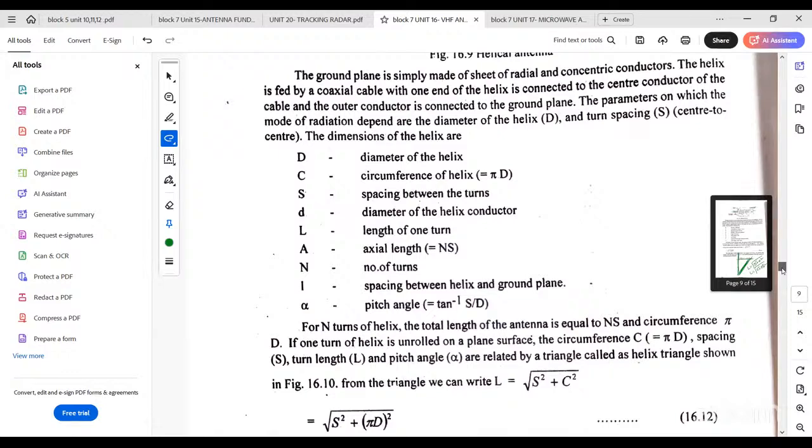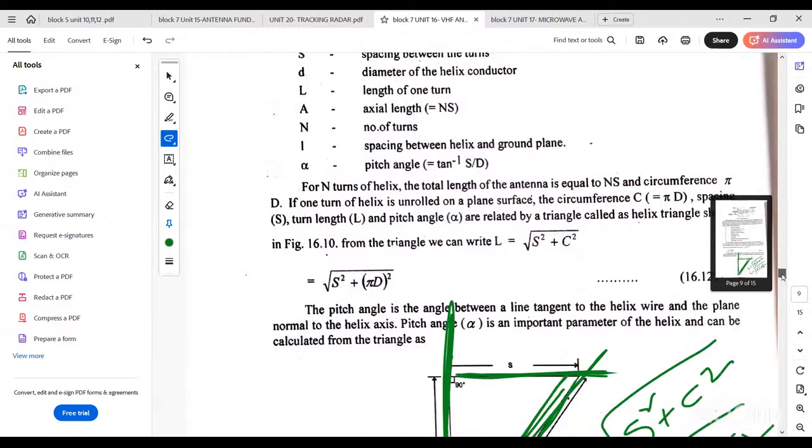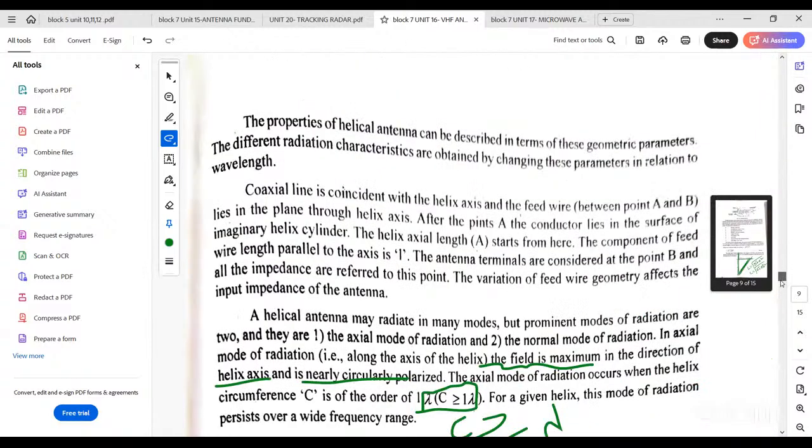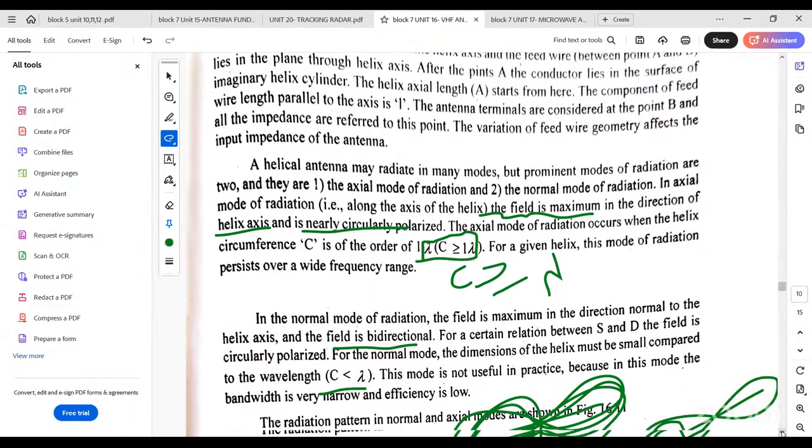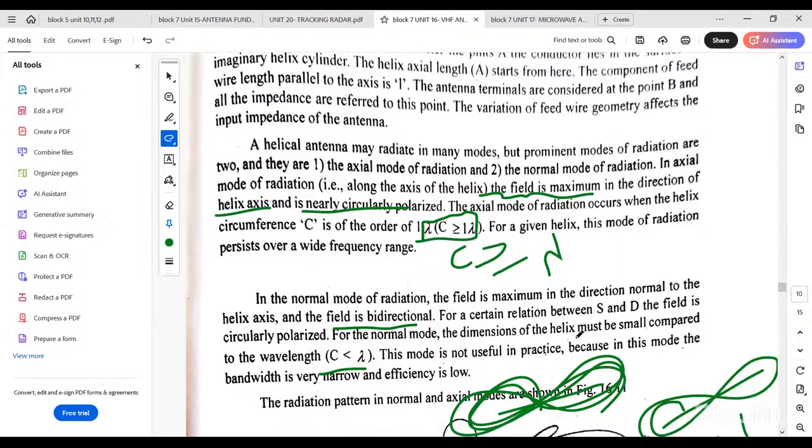For the single turn, using circumference, I am calculating the length. Length calculation is under root of s square plus pi d square. Next, it is operated in two modes: normal mode and axial mode. In normal mode, it is bidirectional, two sides. C is lesser than lambda and the field direction is about the axis.